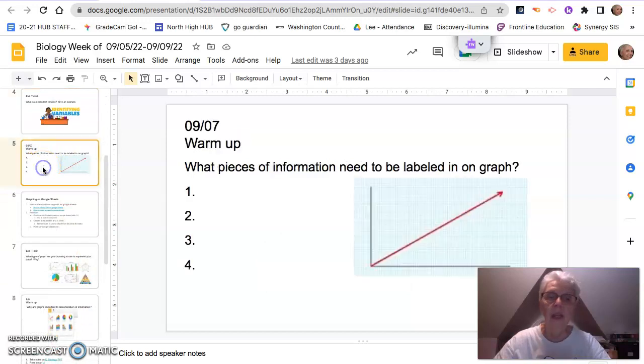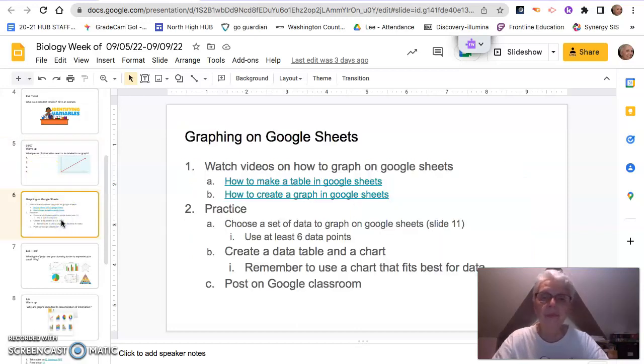Now we're into day 2, which is the 7th. What pieces of information are needed to label this graph? So you're going to tell me the 4 pieces of information I need to label this graph. Then we're going to learn how to graph using Google Sheets. You're going to learn how to make a table on Google Sheets, and you're going to learn to create a graph on Google Sheets. You will need to watch both of these videos and do them step by step.